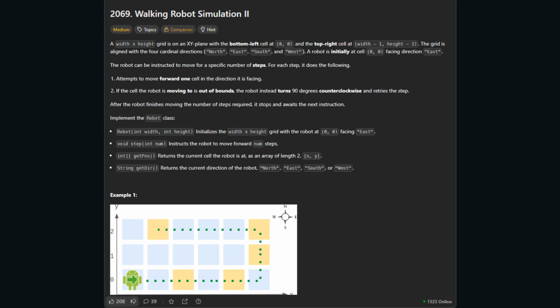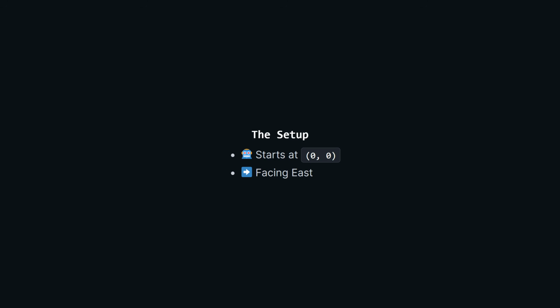It gives us a lot of text, so let me break it down visually. We have a robot on a grid of a specific width and height. It always starts at the bottom left corner, 0, 0, facing east. When we tell it to step, it walks straight. Because it's on the edge, the moment it hits a boundary, it turns left and keeps walking.